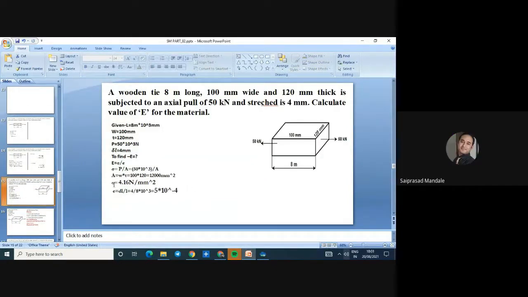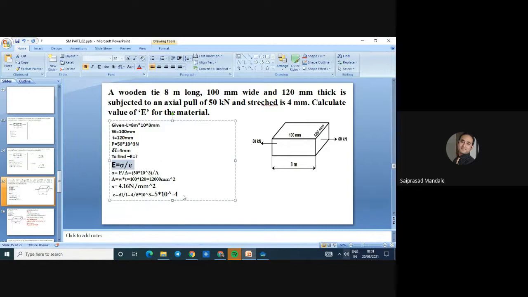So why are we calculating stress and strain? Because we need to calculate the value of E, the modulus of elasticity or Young's modulus. We have to pick the value of stress and strain and put them into the equation, and give me the answer for E. 8,320 Newton per mm square. I'm expecting one more answer.